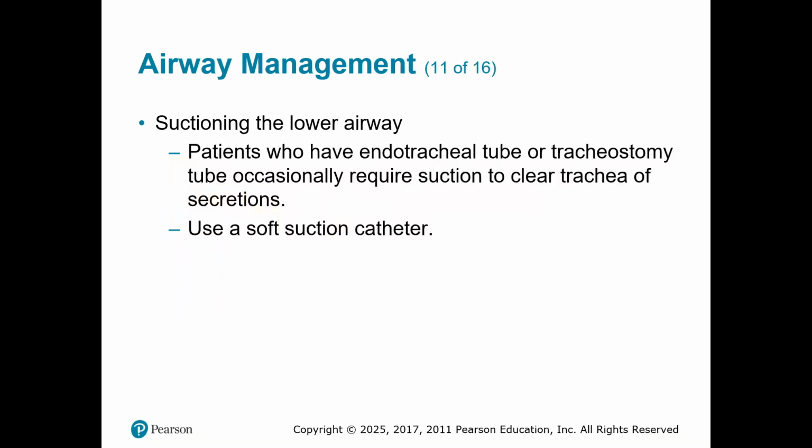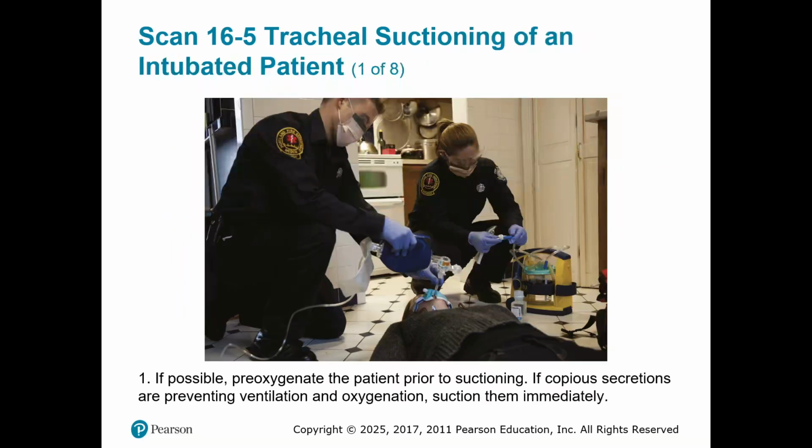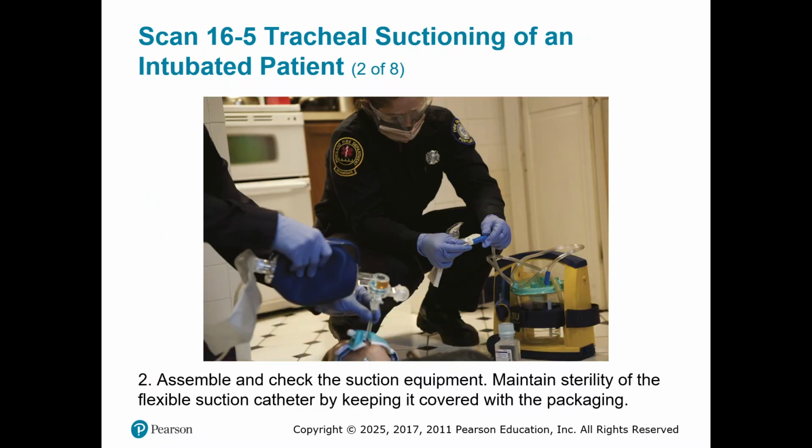Patients with endotracheal tubes require suctioning occasionally. And this is when you're going to use that French catheter. If it's possible, we're going to pre-oxygenate the patient. If copious secretions are preventing ventilation oxygenation, then we're not. We're going to suction immediately. You're going to assemble, check your equipment here. Since we're going into the trachea, we want to use a sterile suction catheter.